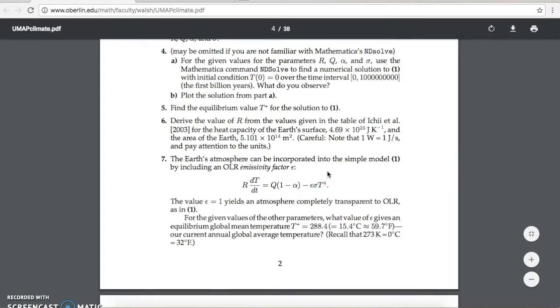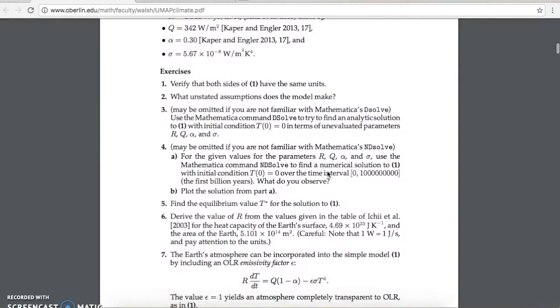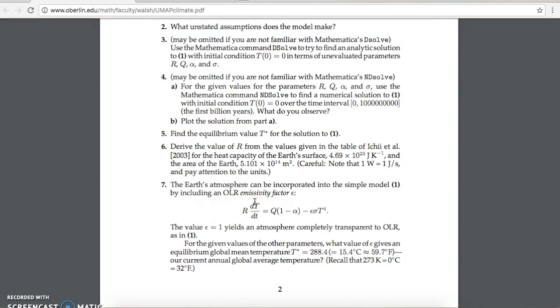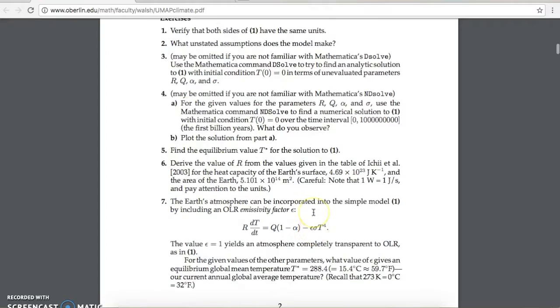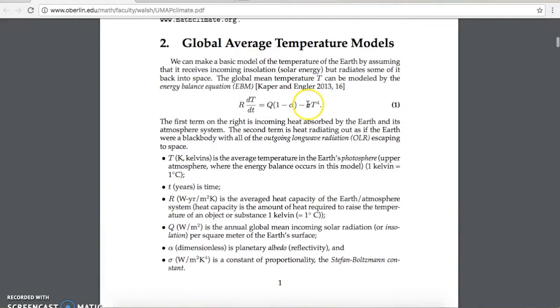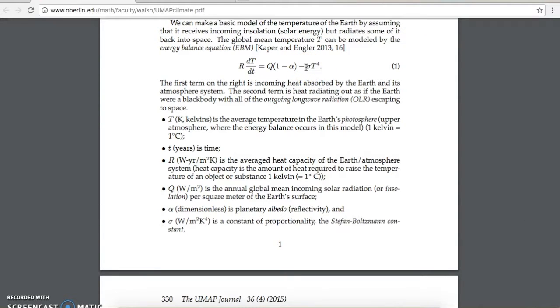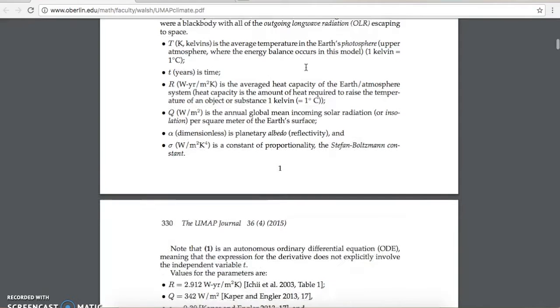So going back to the textbook here, within this same first chapter in the exercises, Walsh shows how you can include the emissivity factor of the Earth's atmosphere into the equation. That was not present in the first equation here. Essentially, by not including an emissivity factor, we're saying that the emissivity of the Earth's atmosphere is completely perfect. It's 1. The factor is 1.